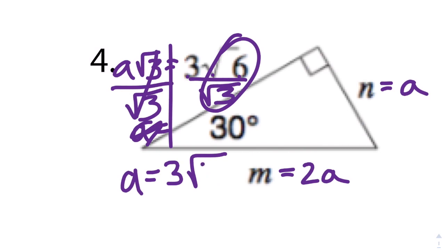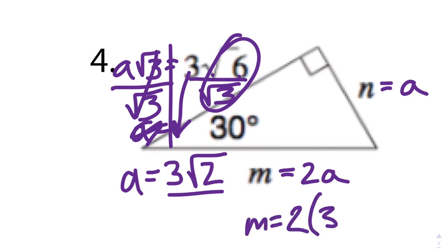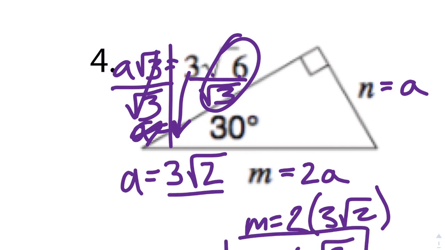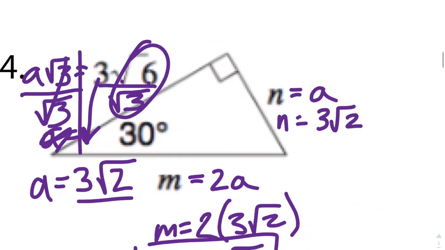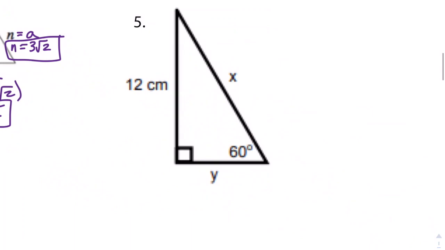Our 3 stayed the same, and we divided the 6 and the 3. So now I'm going to plug in 3 radical 2 wherever I see a. 2 times 3 radical 2 would be 6 radical 2. So m is 6 radical 2. And then our a was just 3 radical 2.